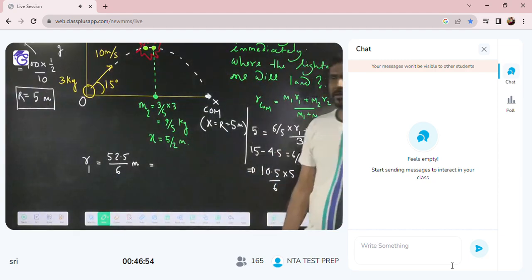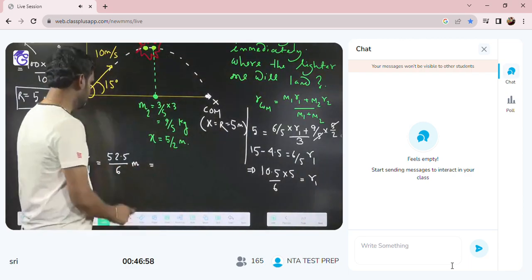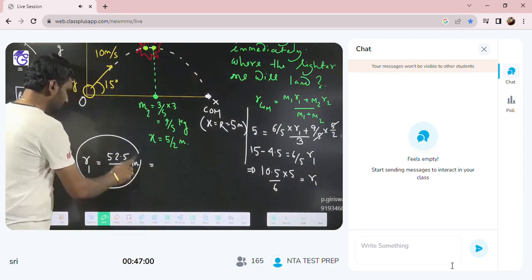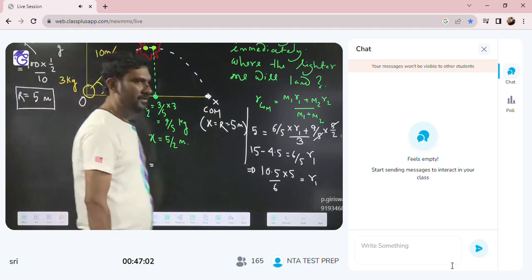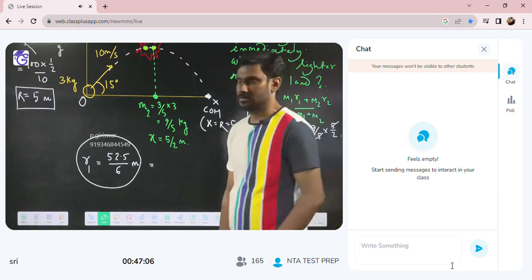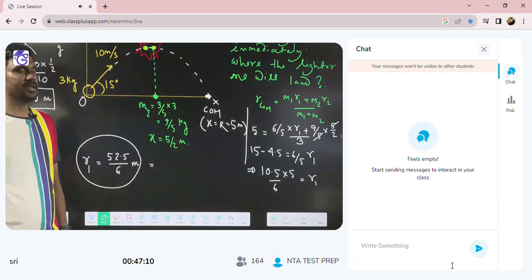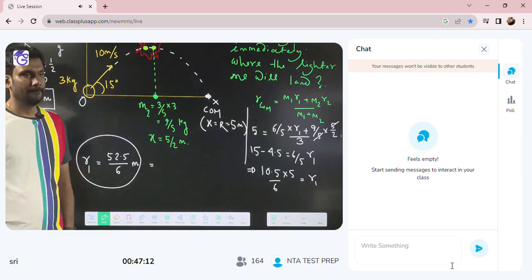Is it correct? Answer is 52.5 by 6 meters. Confirm? 52.5 by 6 meters. Respond, everyone, those who did it. Yeah, Anudeep? Yes. Yeah, absolutely.